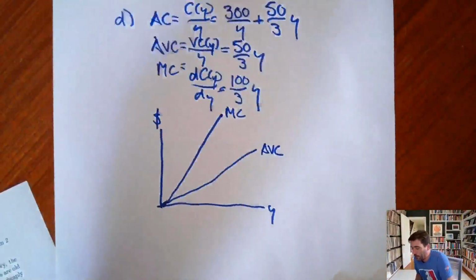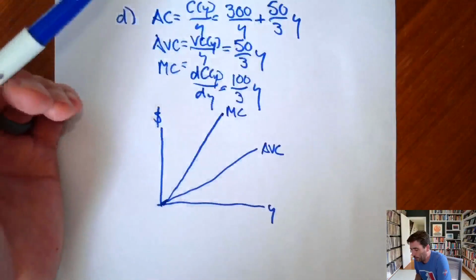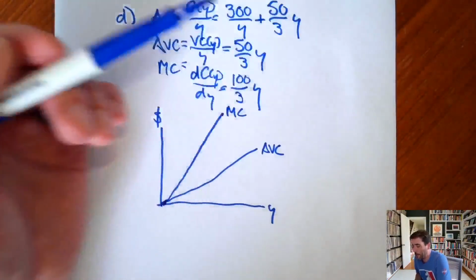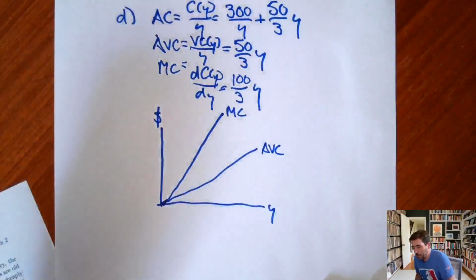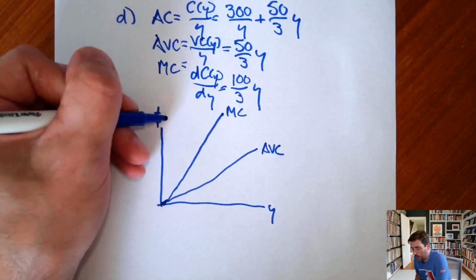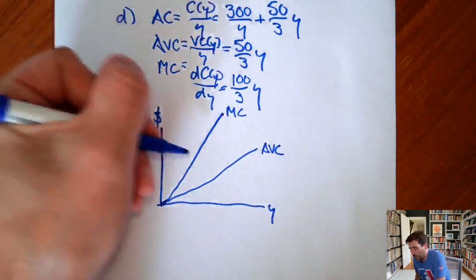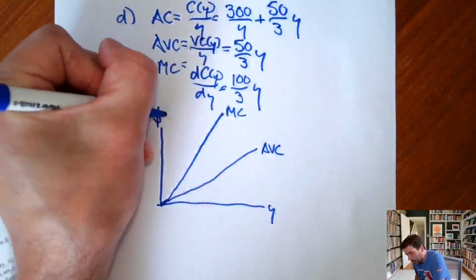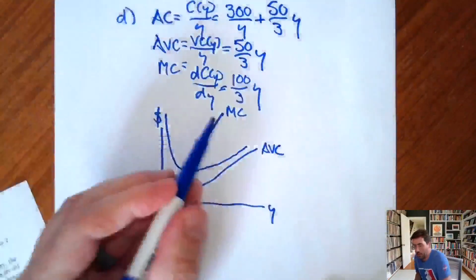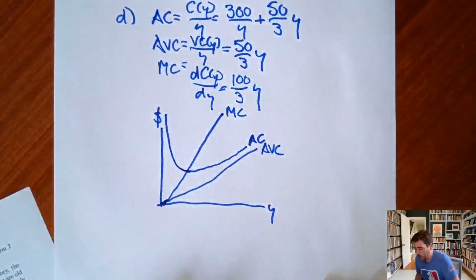All right, now for average cost, this one's a mess, right? I've got a 300 over y plus a 50 over 3y. So this term's getting smaller as y gets bigger. This term's getting bigger as y gets bigger. But I know that those average fixed costs are going to drive costs up toward infinity when y is getting close to 0. And I know they're going to get close to 0 as we move out to big y. So I know that I want this curve to come down, hit its minimum at the marginal cost curve, and then approach my average variable cost curve.